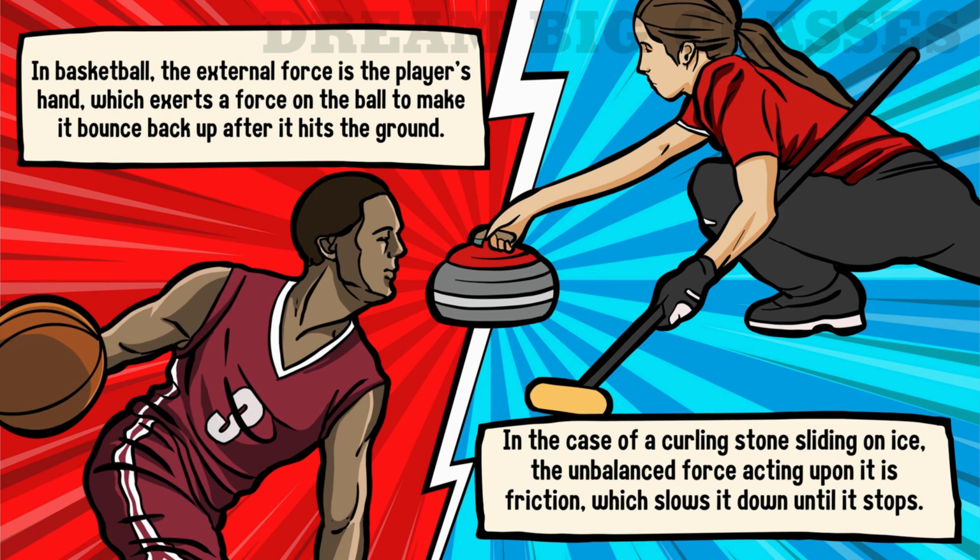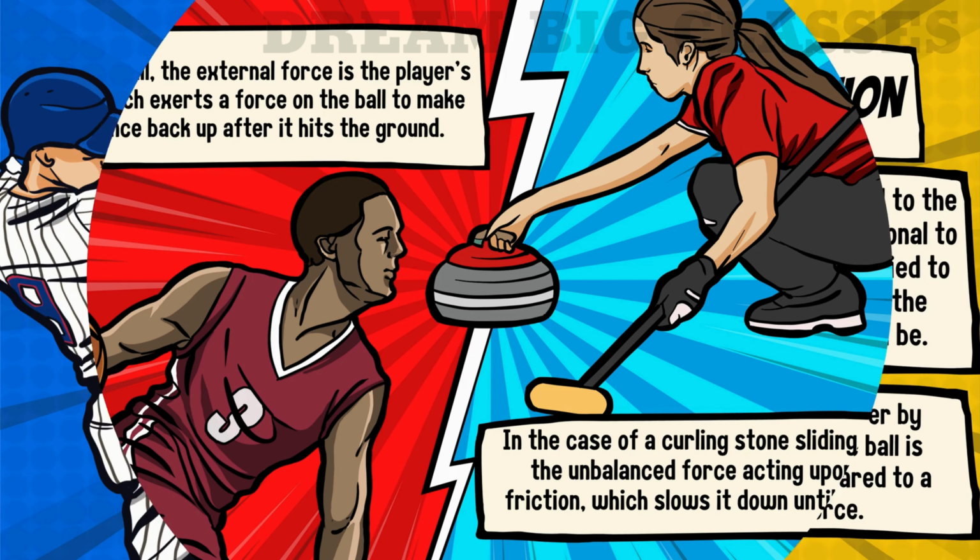There are some other examples too in basketball. The external force is the player's hand, which exerts a force on the ball to make it bounce back up after it hits the ground. Another example can be seen in the case of a curling stone sliding on ice. The unbalanced force acting upon it is friction, which slows it down until it stops.